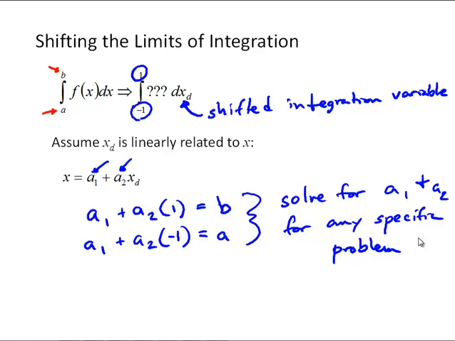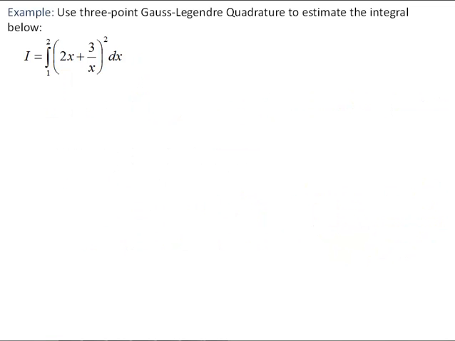So let's do an example. So here we're going to use a 3-point Gauss Legendre quadrature formula to estimate the integral of (2x plus 3 over x) quantity squared, all evaluated from 1 to 2. So this would be an integral that would be kind of a pain to calculate by hand. We could calculate it using something like Wolfram Alpha, but we'll use this here to practice how to implement a 3-point Gauss Legendre quadrature.